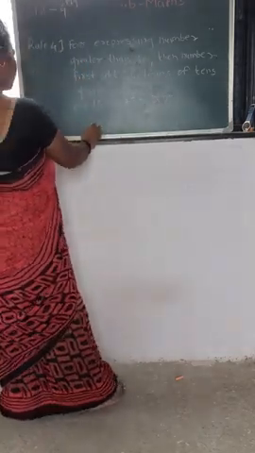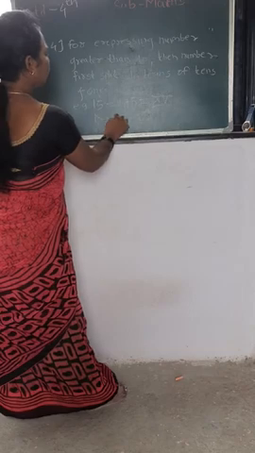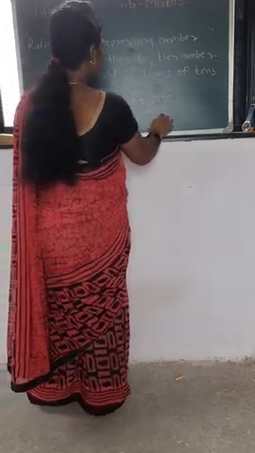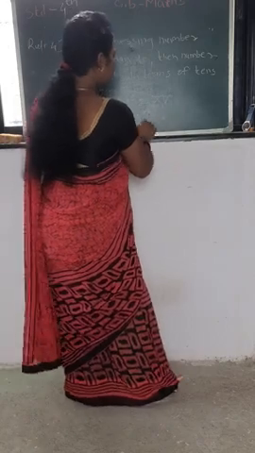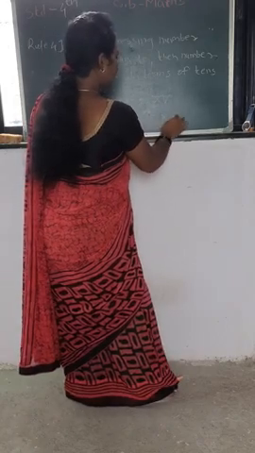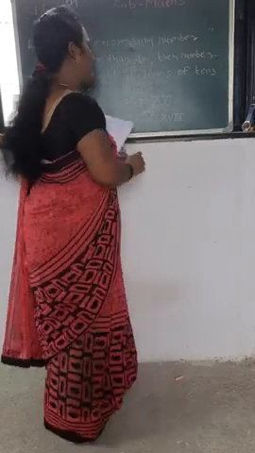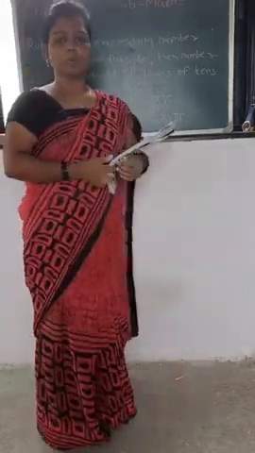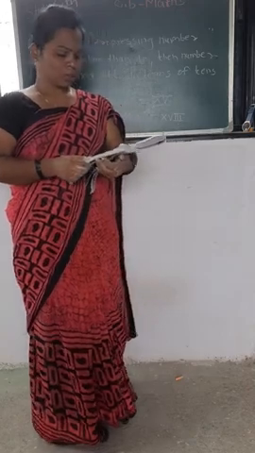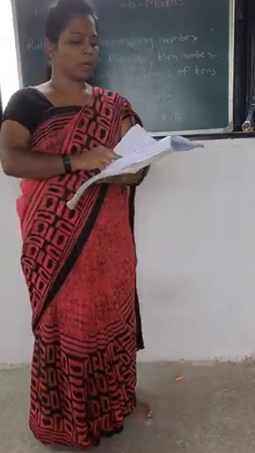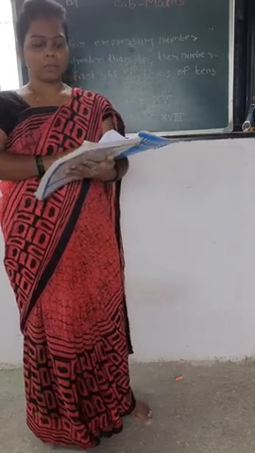Second example is 18. Then we get 10 plus 5 plus 3. This is written as 10 as X, 5 as V, and 3 as 3 times I. This is the Roman numeral. Then solve exercise 1.8. In this period, we finish our first topic.